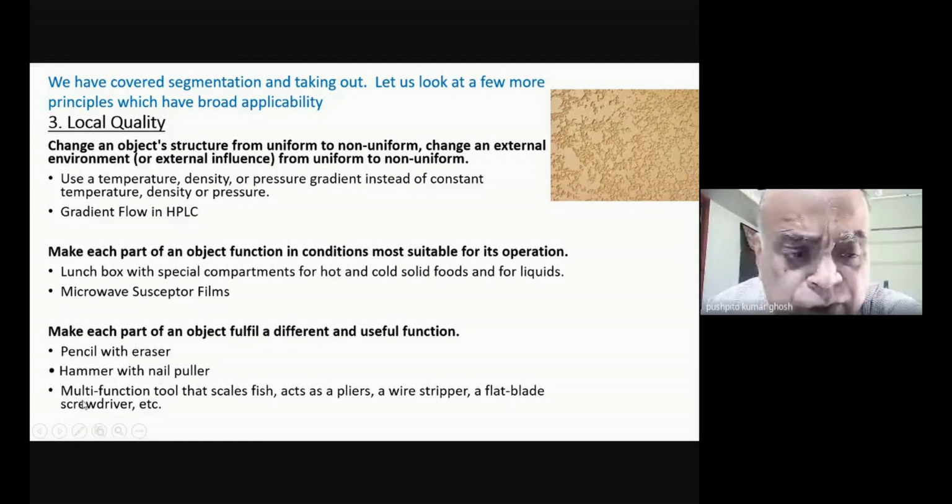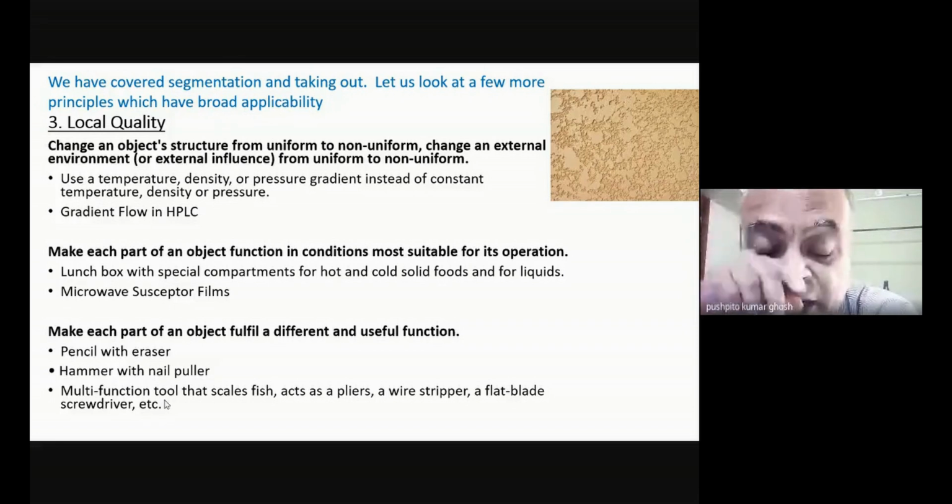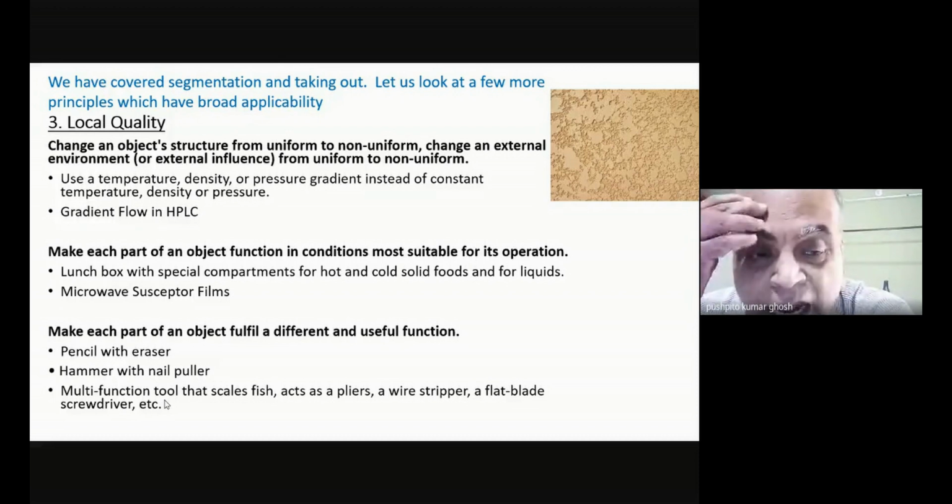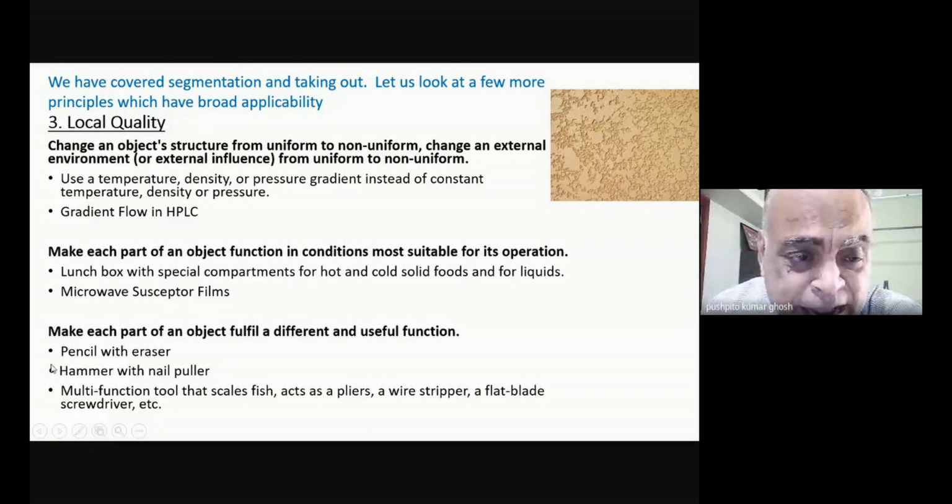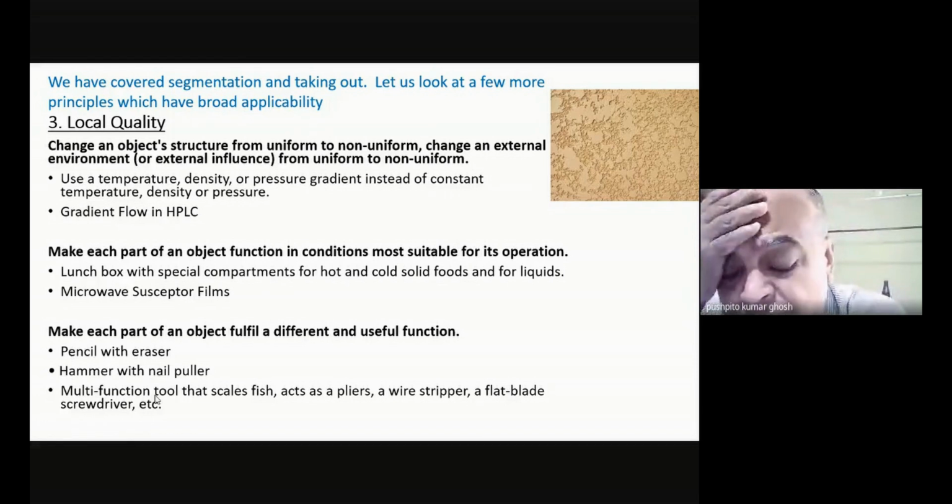Or, all these Swiss knives and various things where God knows how many different things are put in one unit. I can scale fish, I can use it as a plier, I can have a screwdriver, I can cut, chop, whatever I want to do. I can cut wire, various things. Again, it's a question of going from something which is uniform to non-uniform. So I hope you can see the breadth that you can cover. On one hand, something like this, on the other hand, something like this.